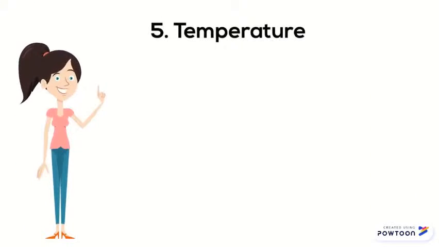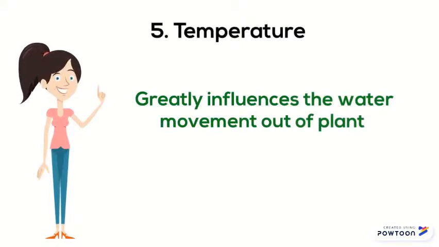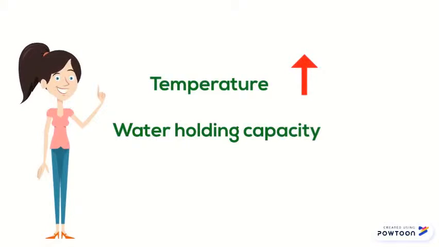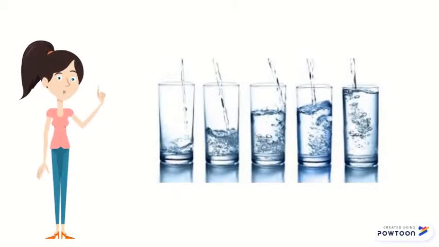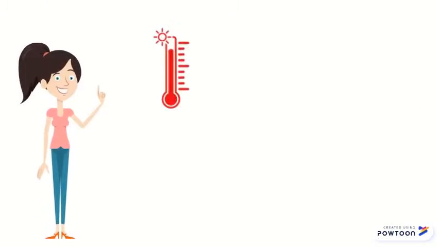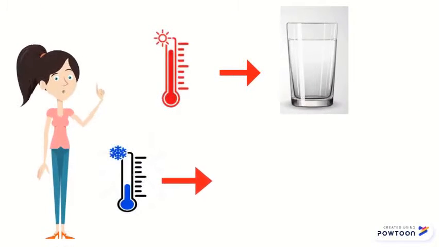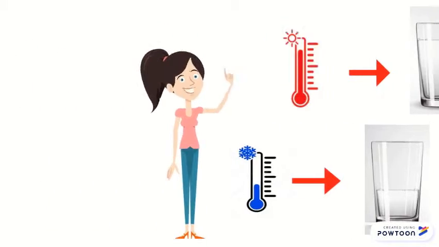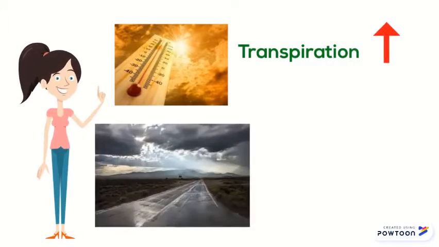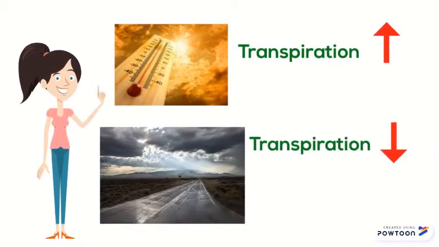Temperature. Temperature greatly influences the magnitude of the driving force for water movement out of a plant rather than having a direct effect on stomata. As temperature increases, the water holding capacity of the air increases sharply. The amount of water does not change, just the ability of the air to hold water. Warmer air can hold more water, while cooler air holds less water. Hence, warmer air will increase the driving force for transpiration, and cooler air will decrease the driving force for transpiration.